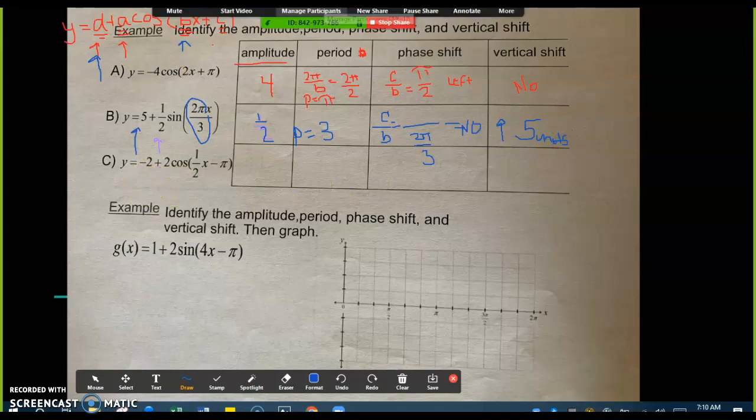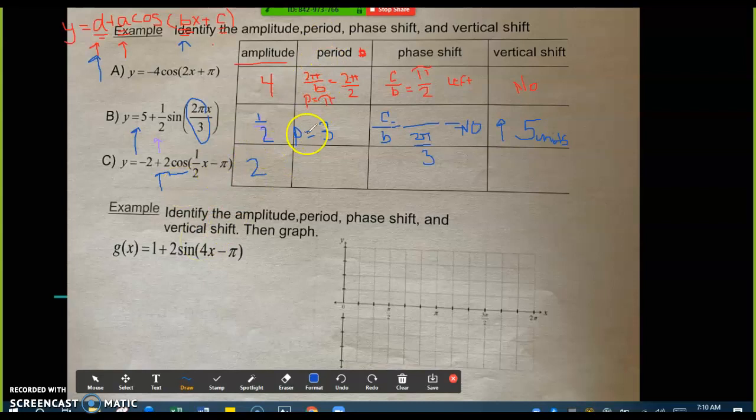All right, let's look at the last one. We're going to find our amplitude first. And amplitude is the number that's multiplied by the trig function. So my A in this case would be 2. And it's this 2 right here, right? The number multiplied by the trig function.